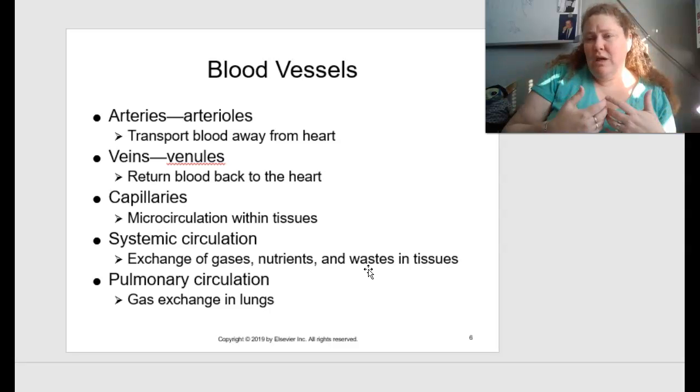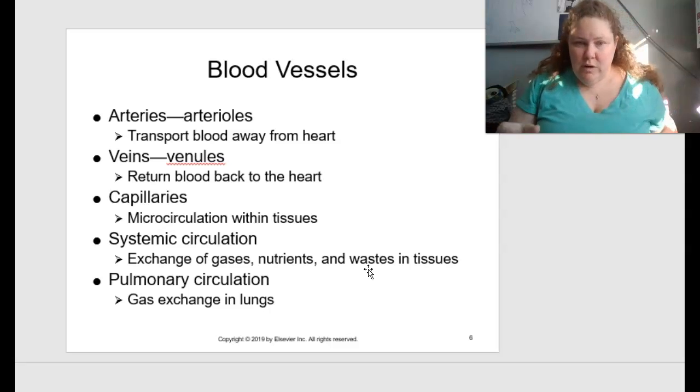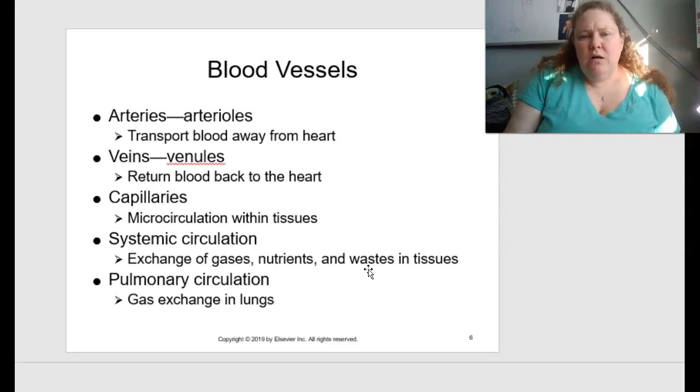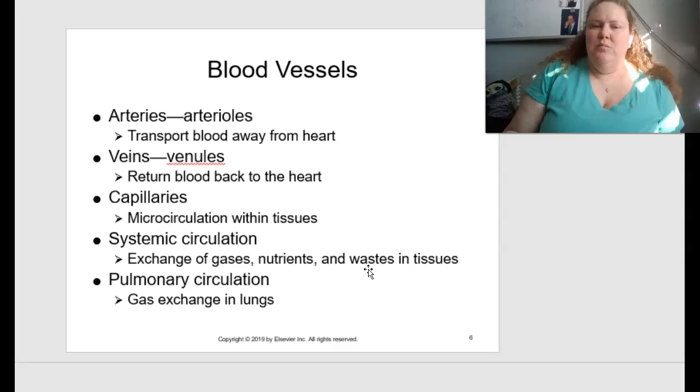With the veins, you have more of a return pressure. Obviously there's still pressure there, but it's not as much. That's why when they take blood from you, they usually do it from your vein, because if you accidentally let go, it's not going to squirt everywhere, right? So your arteries all the way to your arterioles transport blood away from the heart, whereas the veins and the venules return it back to the heart.